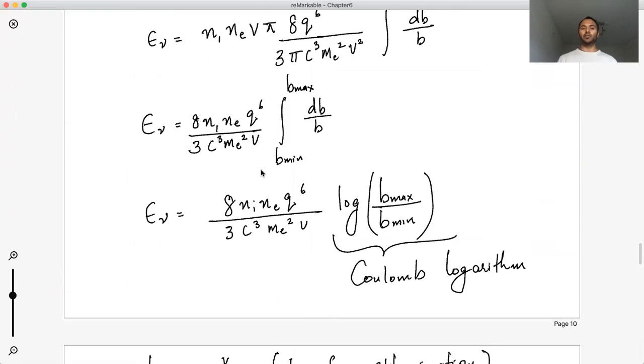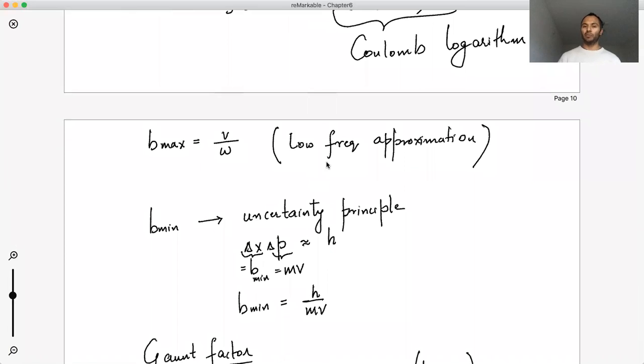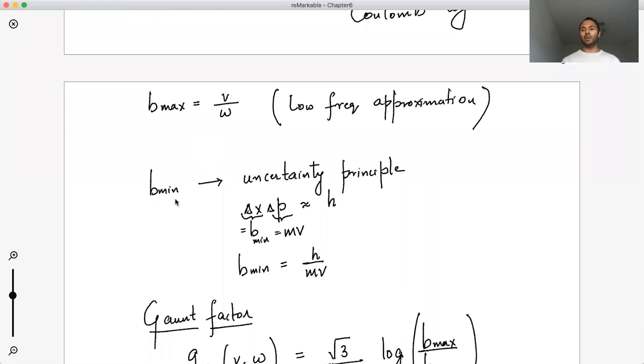Right? So we have a natural choice for b max, the maximum impact parameter, and that just comes from the low frequency approximation. Again, that might fail if you're interested in higher frequencies, right? Then this is going to fail. Now, what about b min?